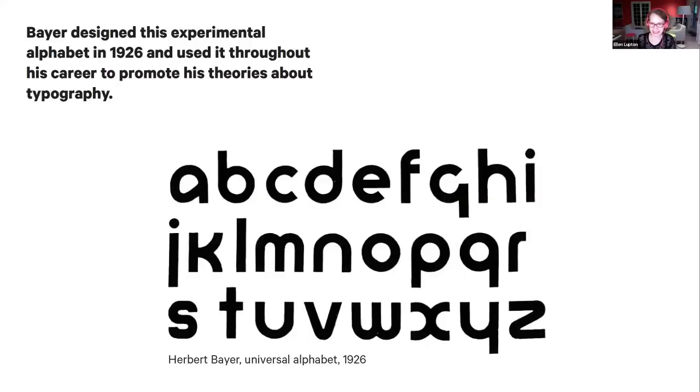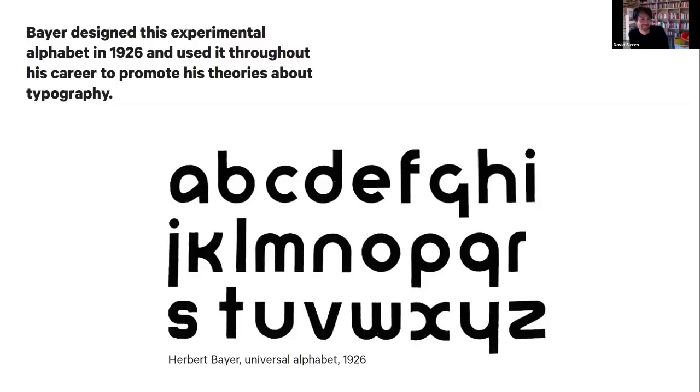In 1926, Bayer created this alphabet called Universal Alphabet that expressed his theory that we should get rid of capital letters, that capital letters are unnecessary. We can't hear them, they're made up, they cost money. And he also believed that letters should be constructed geometrically. He never made this into a font, and actually it's pretty terrible. It was like a theoretical idea about what alphabets should look like. But it was wild.